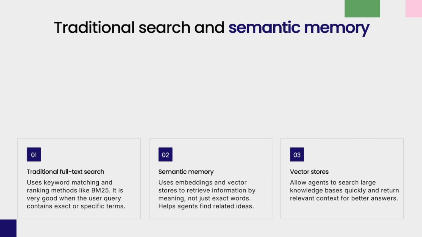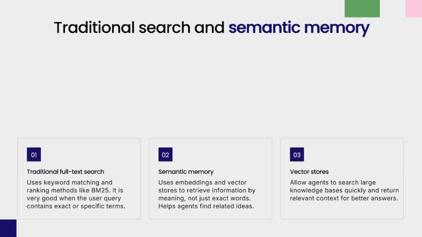Then we have semantic memory. For semantic memory, you have to use what we call embedding. Embedding is a way of storing information using cosine similarity in a vector database or vector store. So you use embedding and a vector store to retrieve information by meaning, not just exact words. In semantic memory, you are not just using keyword, you are using the vector store. You are using the dimension or the positional coordinate of the object in the database to also get the information apart from the keyword.